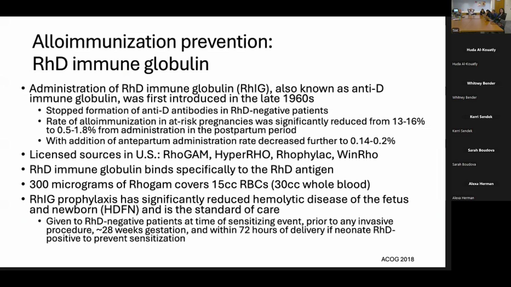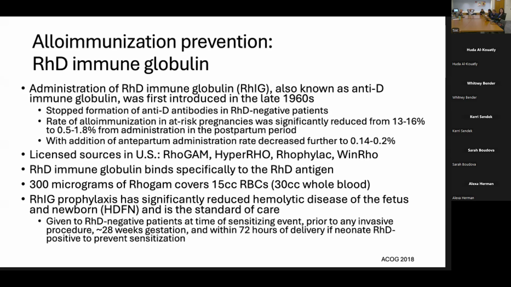So how do we prevent it? That's where RhD immunoglobulin came in. We know that administration of RHIG, also known as anti-D immunoglobulin, was first introduced in the late 1960s, early 1970s, and it stopped the formation of anti-D antibodies in RhD negative patients. We saw a pretty drastic reduction in alloimmunization in at-risk pregnancies. It was reduced from 13 to 16% all the way down to about 0.5% to 1.8% when it was administered in the postpartum period. Then with the addition of administration around the 28-week mark during the antepartum time, it decreased that rate even further to less than 1%, at most maybe 0.2%.